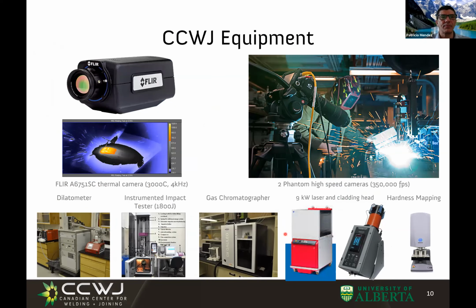We have a thermal camera that is not like your drywall inspector camera. This is a $150,000 thermal camera that you can aim at things as hot as a welding arc and it will not fry. And for those of you in MADI, we have everything from instrumented Charpy, dilatometers, hardness mappers, many interesting things. We have one of the best set up labs for welding and metallurgy in the world.